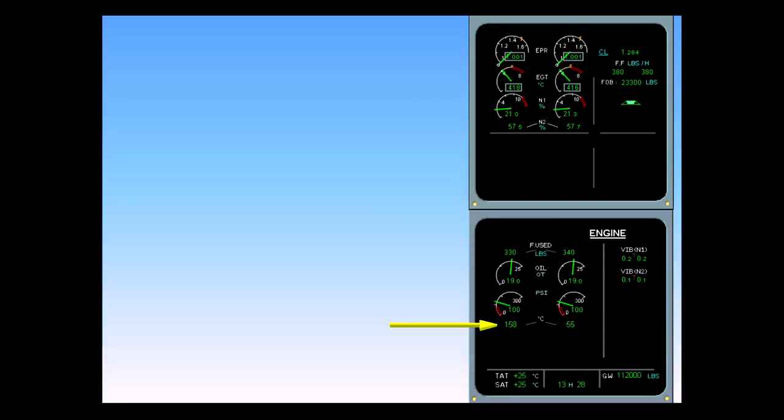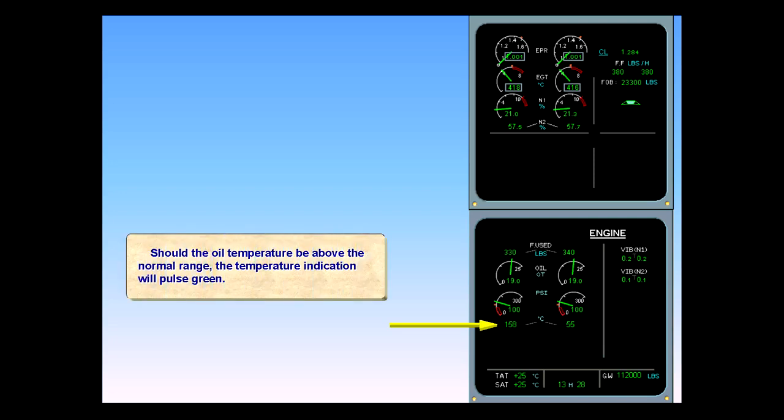Should the oil temperature be above the normal range, the temperature indication will pulse green. If the oil temperature continues to increase, an ECAM caution is activated above 165 degrees Celsius, and the oil temperature indication becomes amber.